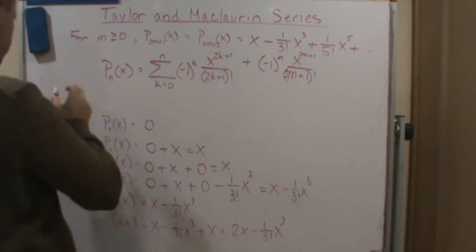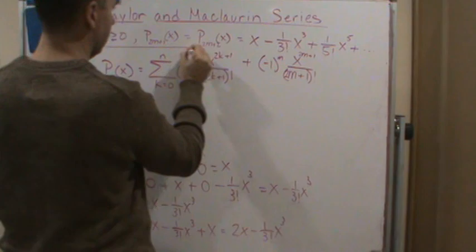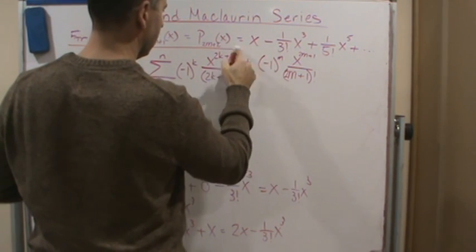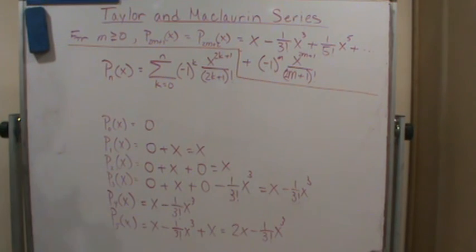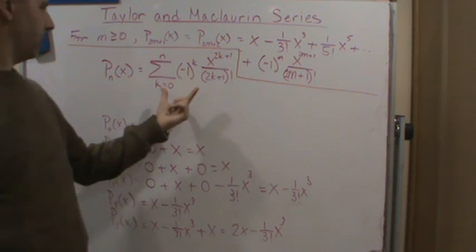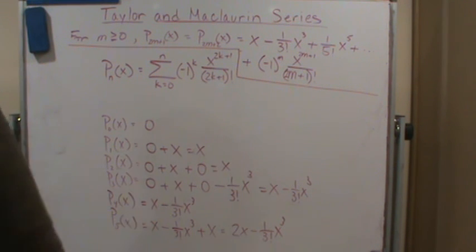So let me block this off. Like so. Okay. So now, that's it. So this is the representation for the nth Maclaurin polynomial for the function of sine x. We'll do another one.